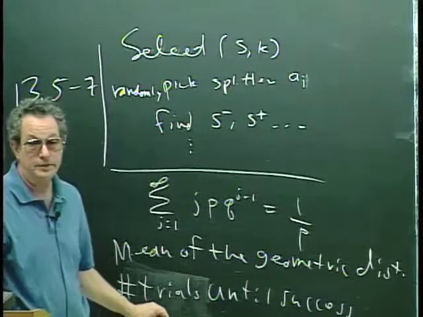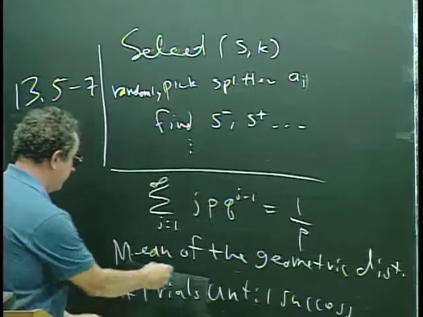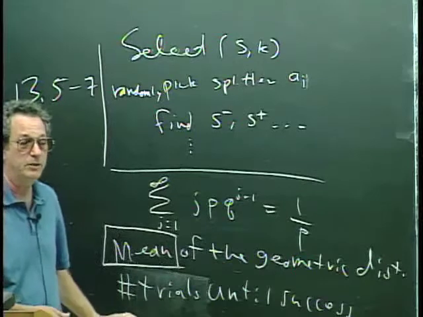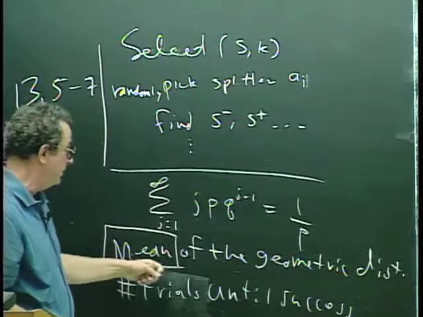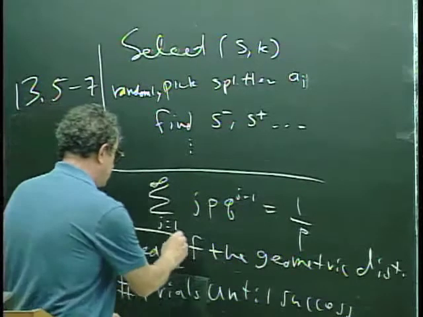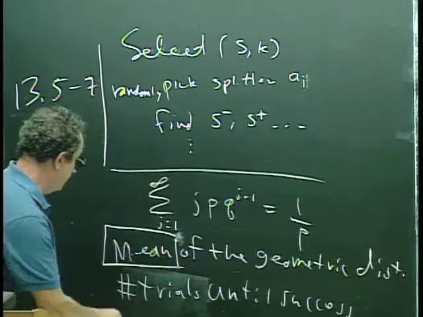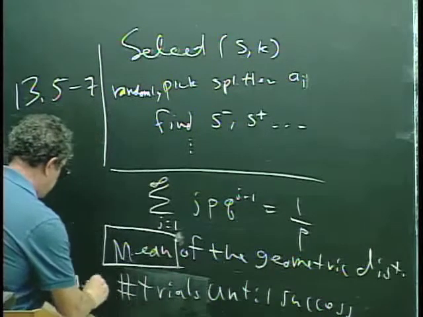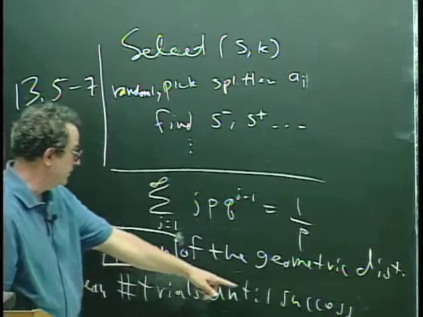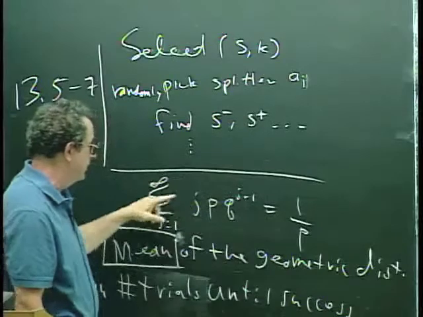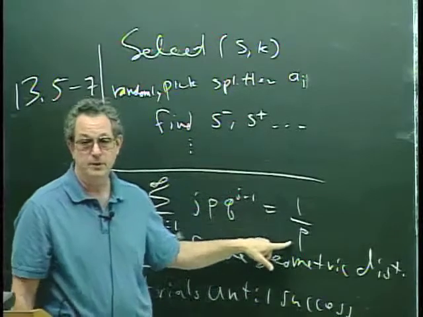until success. And a word that I didn't use last time, but I should have, is mean. So when we say expected value, another word for that is mean. The mean number of trials, so the mean of the geometric distribution, the mean number of trials until success, you can solve this analytically. It's 1 over P. We didn't do that last time.